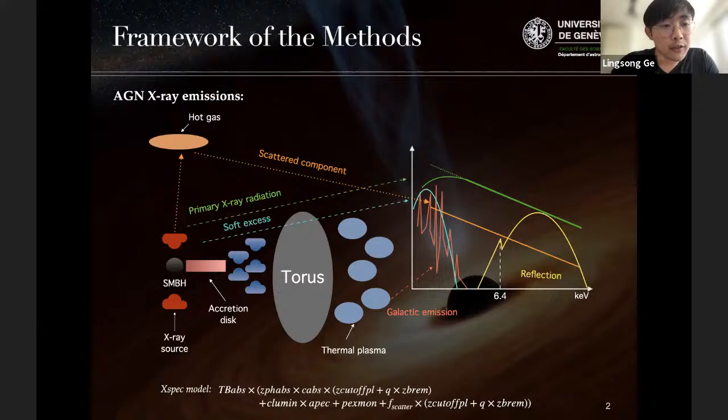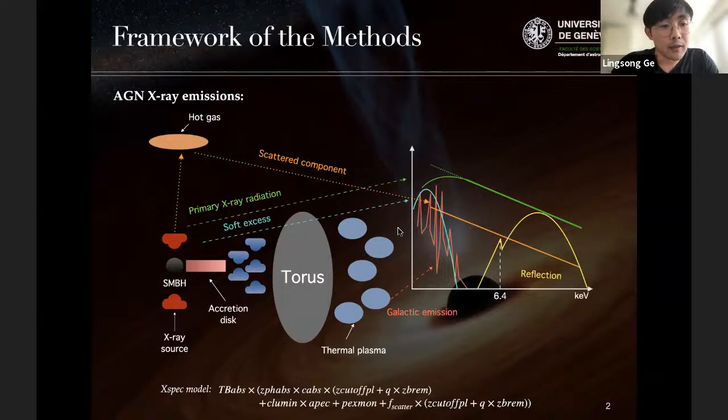However, this is pretty difficult because first, there are many components of the total emission from AGN. For example, here you can see a sketch of AGN X-ray emissions, where we have the primary power law, the soft excess, the reflection and scattering, and also the galactic emission, the thermal emission. So this makes the spectral parameter space highly degenerate and therefore very difficult to constrain each of them.